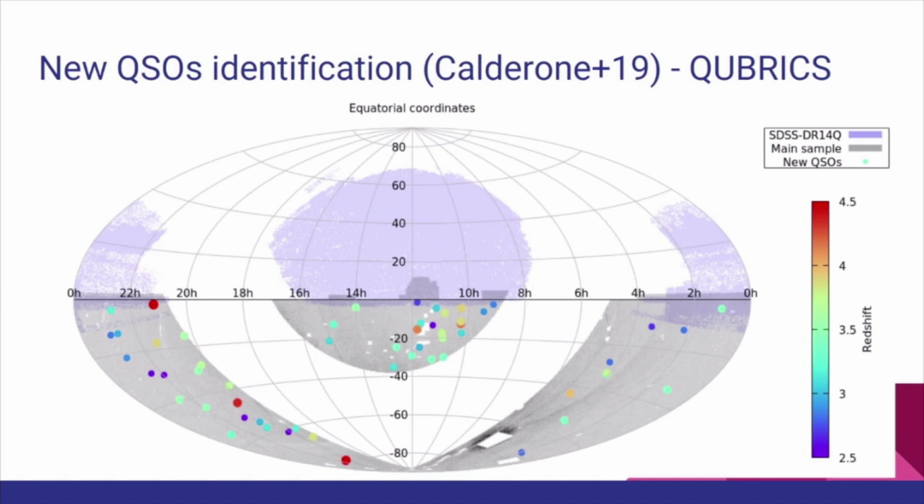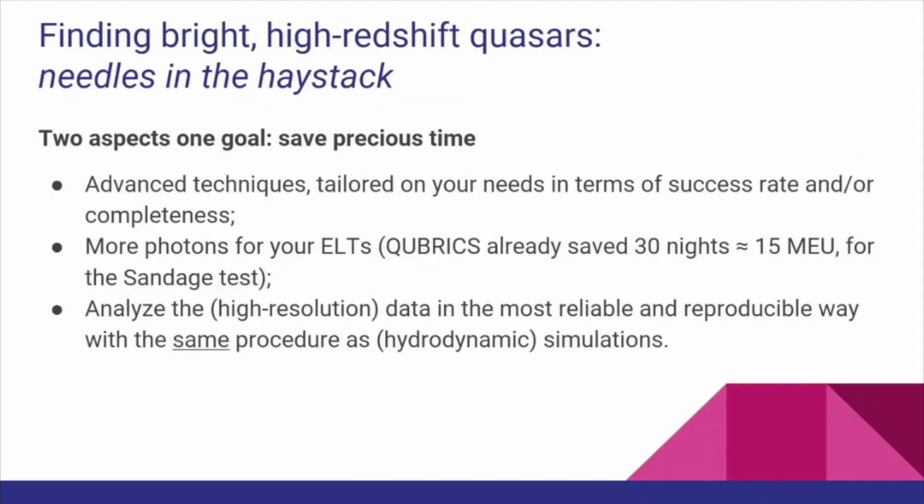However, quasars are rare objects, and high redshift quasars are even rarer, so the problem is a classical search for needles in the haystack. And to save precious telescope time, since one night at ELT is expected to cost about 500 k€, one needs the most advanced techniques tailored in terms of success rate and/or completeness.